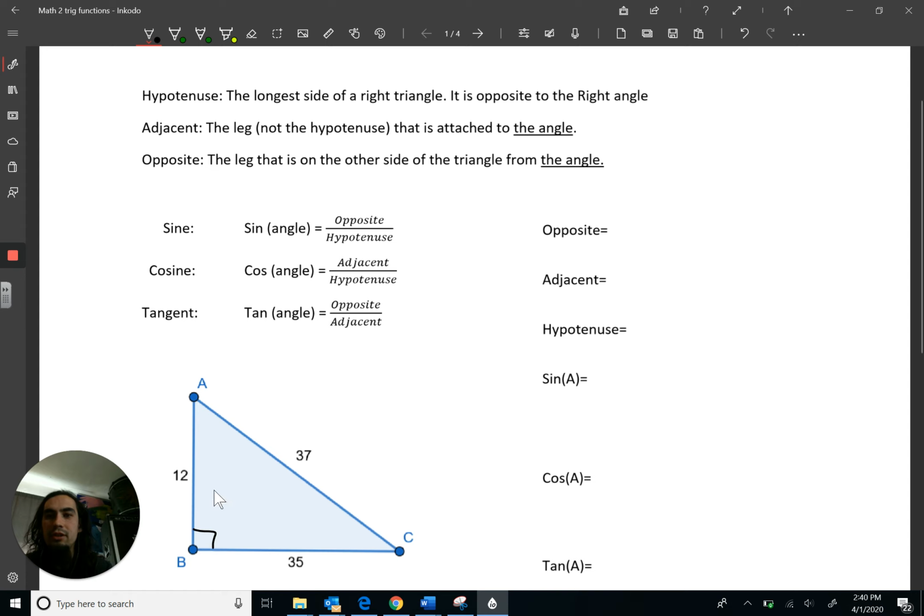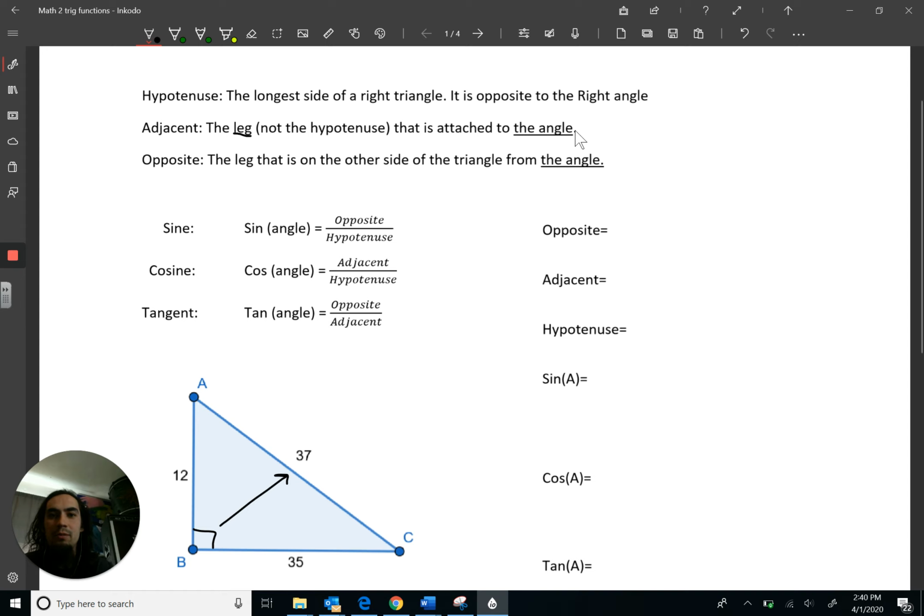So if that's your right angle, we go opposite to it, and there's your hypotenuse. So our hypotenuse value is 37. Okay, great. The adjacent is the leg. Leg is not the hypotenuse. So there's 3 sides. This is the hypotenuse. The other 2 are legs. So this one's a leg here, and this one's a leg here. That is attached to the angle.